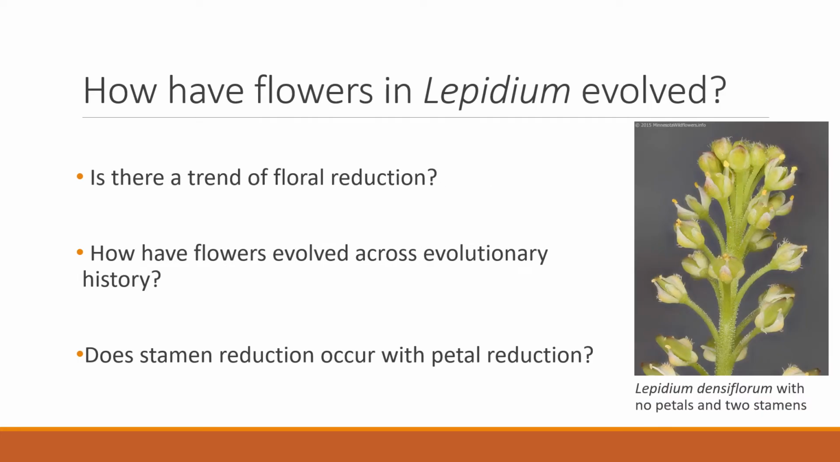By noticing the loss of stamen and petals in a single genus of a homogeneous family, it brings us to wonder how the flowers in Lepidium have evolved. Is there a trend of floral reduction? Is there a trend of 6 stamen to 4 stamen to 2 stamen, or is it a direct jump from 6 stamen to 2 stamen? How have flowers evolved across evolutionary history? Is it a rapid change that we're seeing, or is it very gradual? Does stamen reduction occur with petal reduction? Are we seeing stamen being lost at the same time as petals?